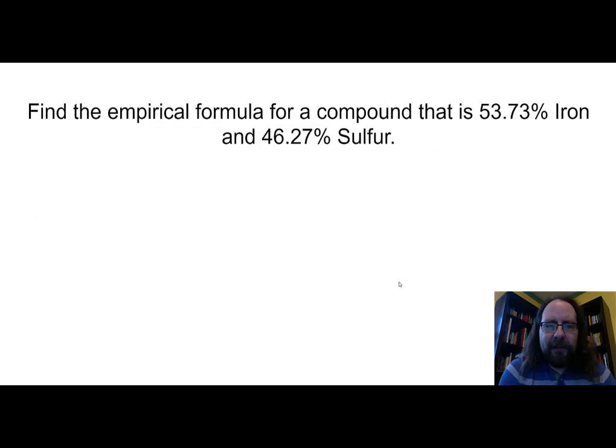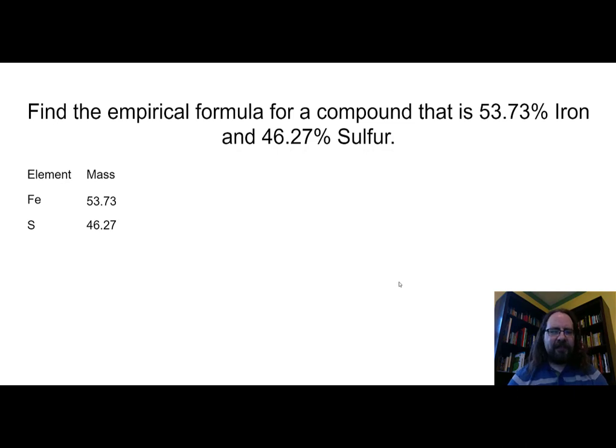So, what about a compound that is 53.73% iron and 46.27% sulfur? So, it's a little more iron than Bender is. He's 30%. So, what are my elements? I got iron and I got sulfur. And you might be thinking, well, this is going to be easier because we're down to 2 elements from 3. Well, let's see what happens here.